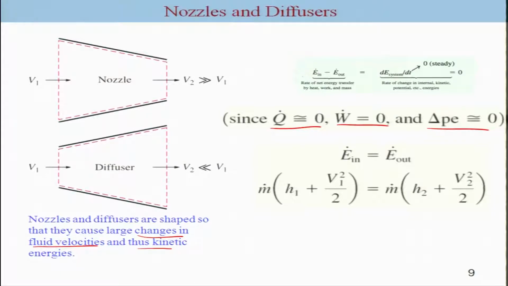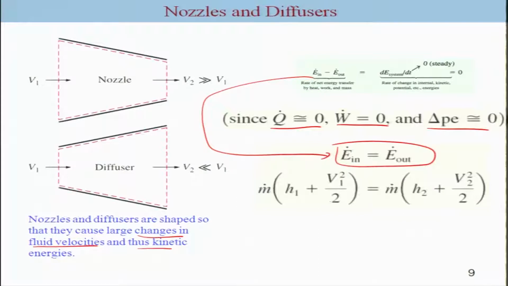So, you can apply this basic definition and you get E in is equal to E out, or in other words, m(h1 + V1²/2) is equal to m(h2 + V2²/2). Now, you can do this analysis knowing the inlet and outlet conditions, and the unknown variables you can find out by using simple algebra. Okay, so this is the final expression of that, and you can do the analysis subsequently.